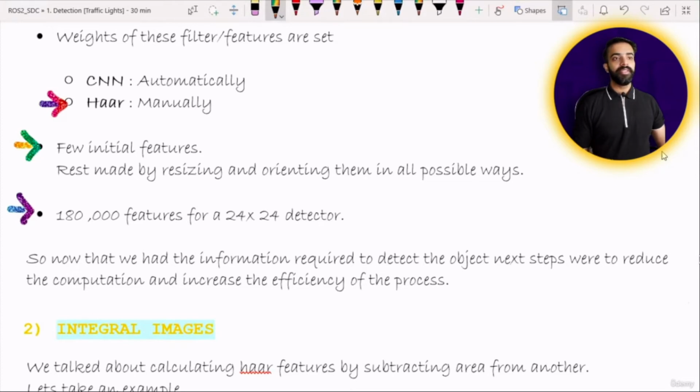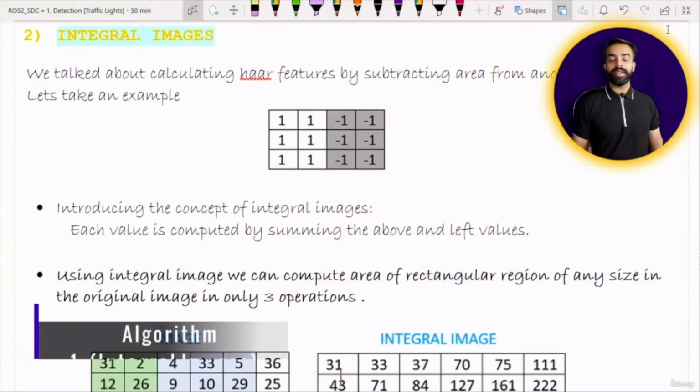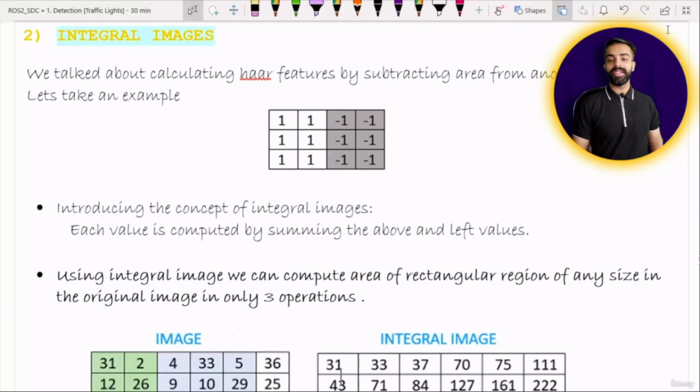So once we have identified the information required to detect the object, the next step was to reduce the computation and increase the efficiency of the process. So we have identified that Haar features were calculated by subtracting the sum of an area from the sum of another. What if we could find the sum of an area quicker than the iterative speed? Introducing integral images.